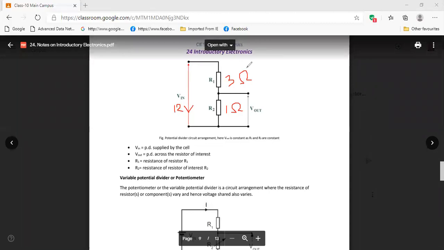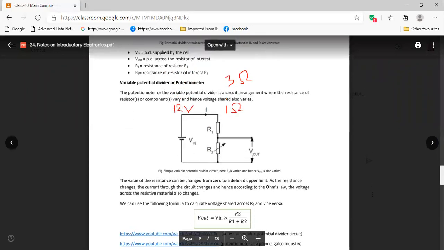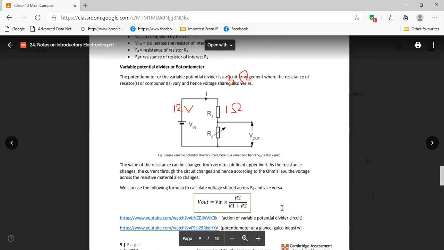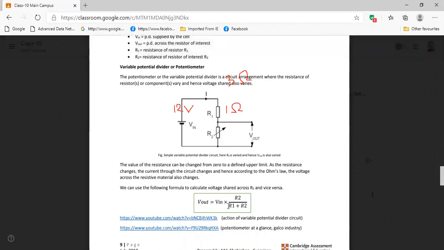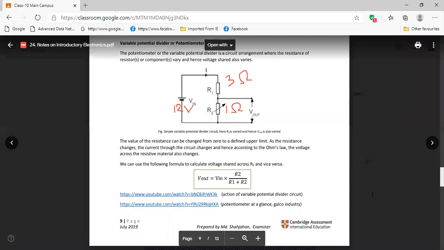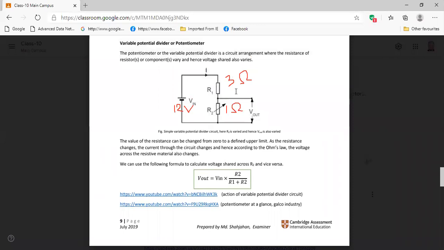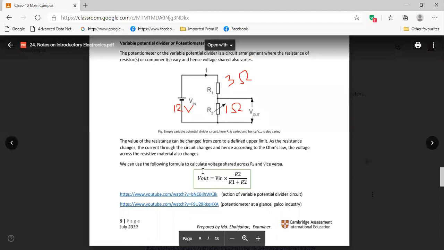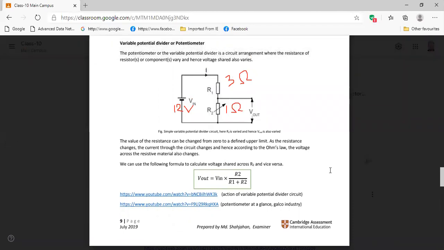Okay, do you want to see the formula? Here is the formula. Can you write this formula quickly? Do it fast. So I just kept it here. 12 volts, then 3 ohms, then 1 ohm. Then you find what is the value of V out. Tell me what is the value of V out.